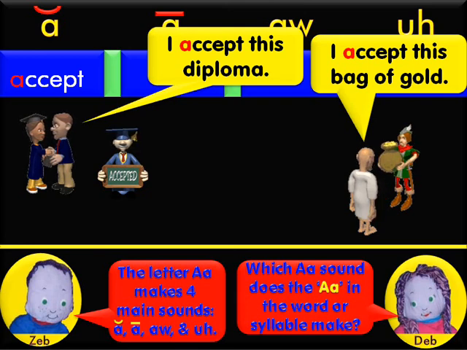And then notice the picture on the right. This man is accepting the bag of gold given to him by probably Robin Hood. Would you accept a bag of gold? I know I would.